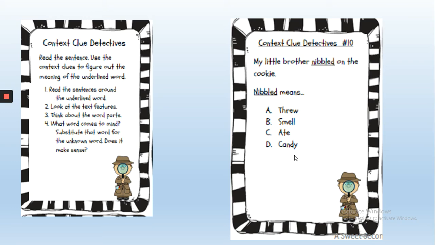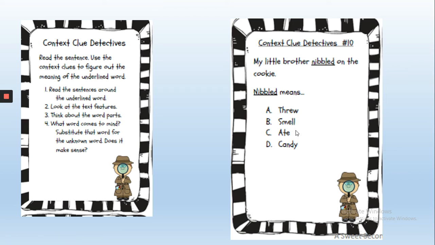So A is threw, B is smell, C is ate, and D is candy. My little brother threw on the cookie? That doesn't make sense. My little brother smell on the cookie? You can smell a cookie, but I don't think that one makes the most sense. My little brother ate on the cookie? That would make sense. My little brother candy on the cookie. That doesn't really make sense either. So right now, scream your answer. Is it A, B, C, or D? If you said it was C, ate, you are correct.